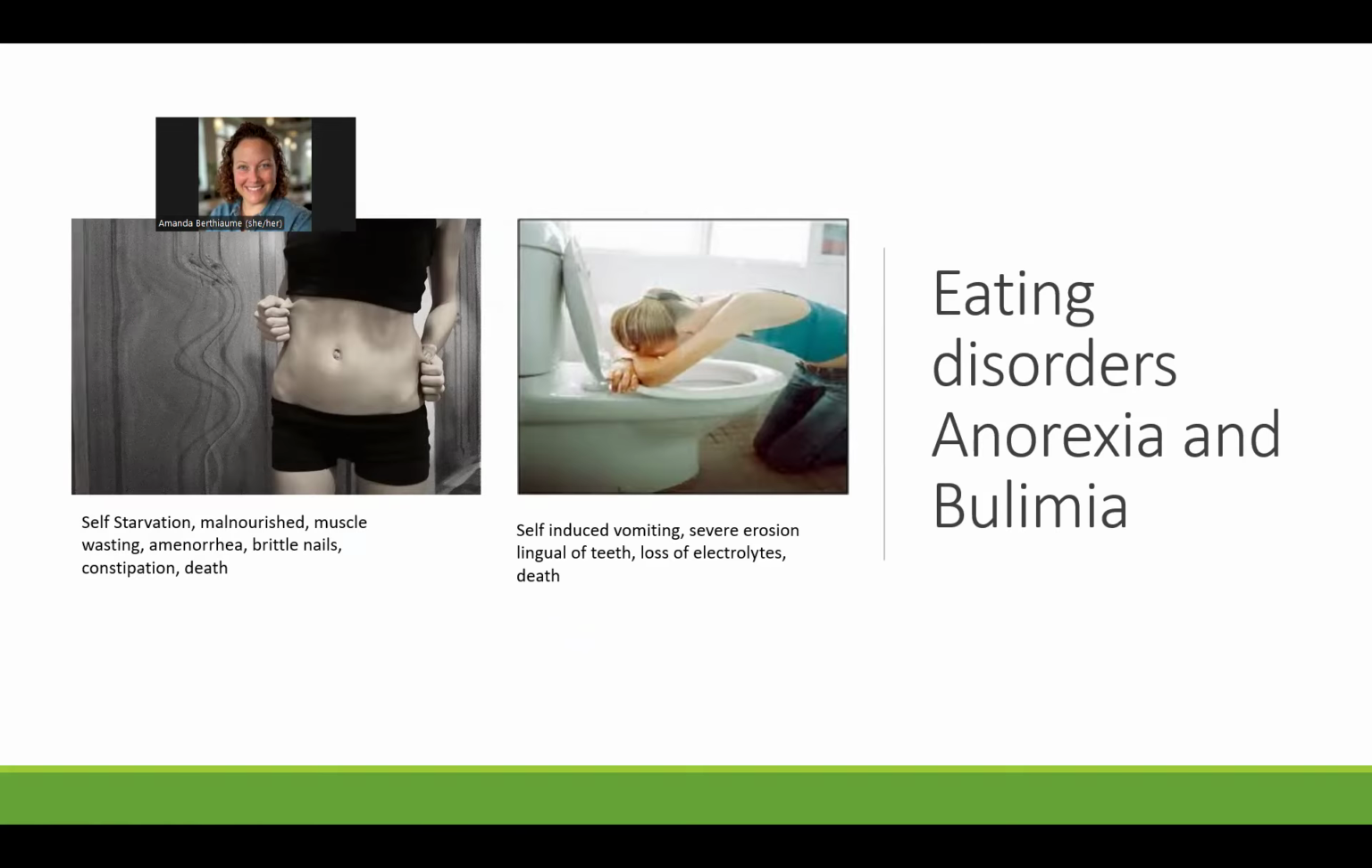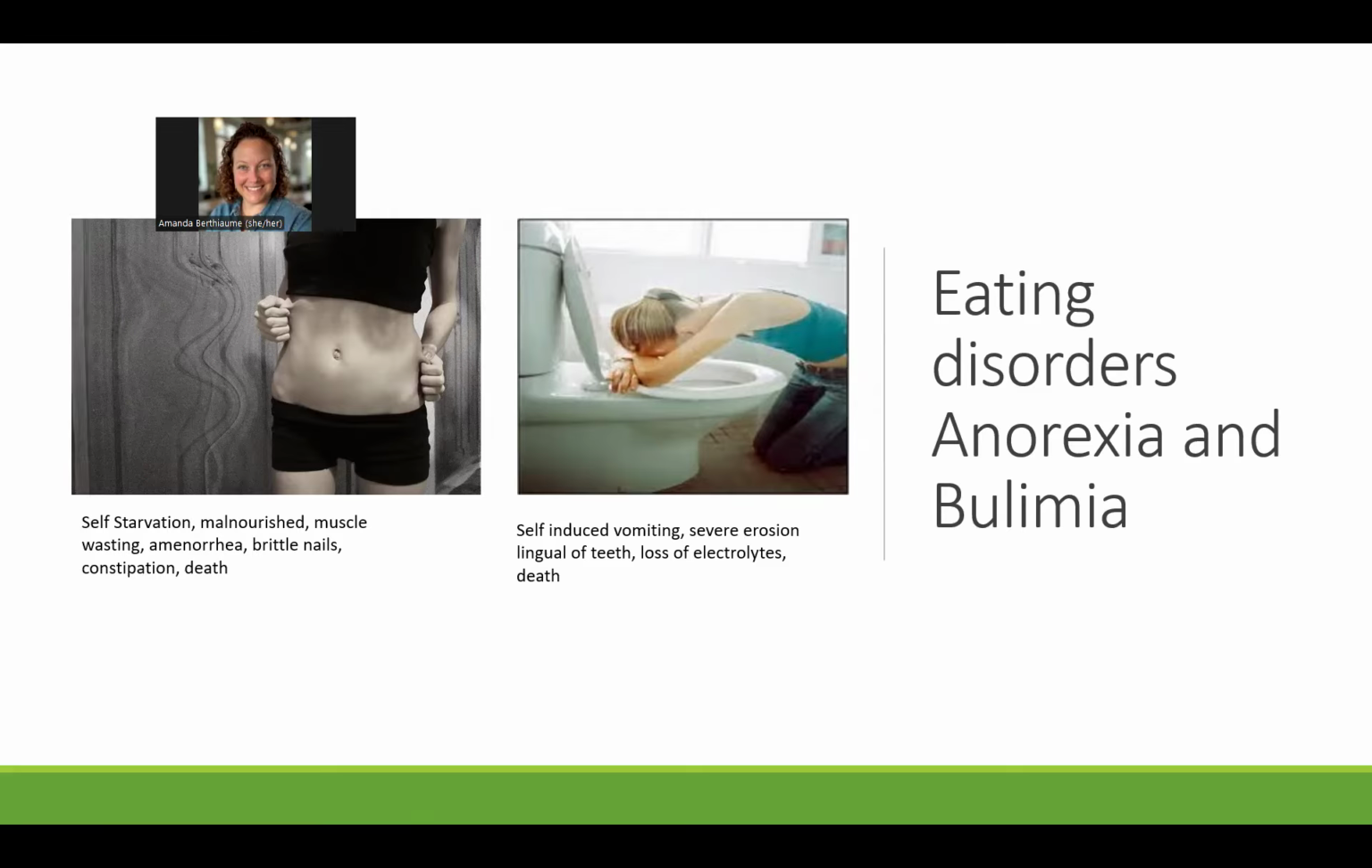So trigger warning here. We're going to talk about some eating disorders, especially anorexia and bulimia. But anorexia is self-starvation. It becomes malnourishment, muscle wasting, amenorrhea, which is lack of menstruation, brittle nails, constipation, and can lead to death. So a lot of folks who are anorexic are depriving themselves, and it might not just be all foods, might be some of that essential food, but they are self-starving, right? Restricting, too restrictive. And it is leading to some poorer health outcomes.